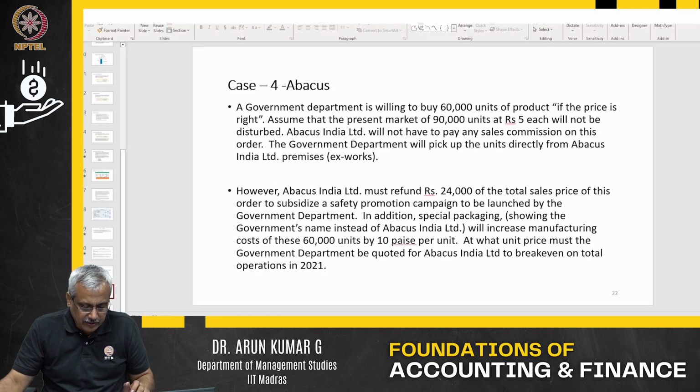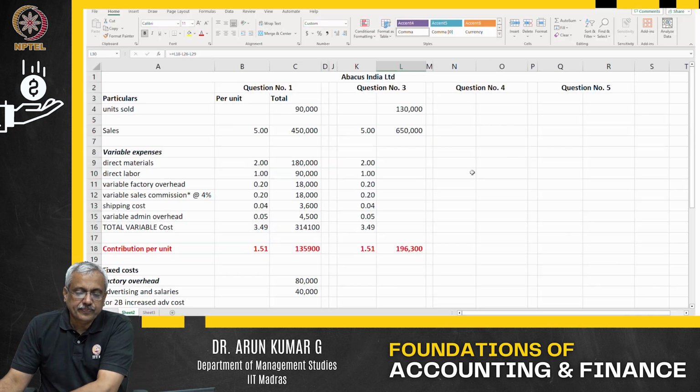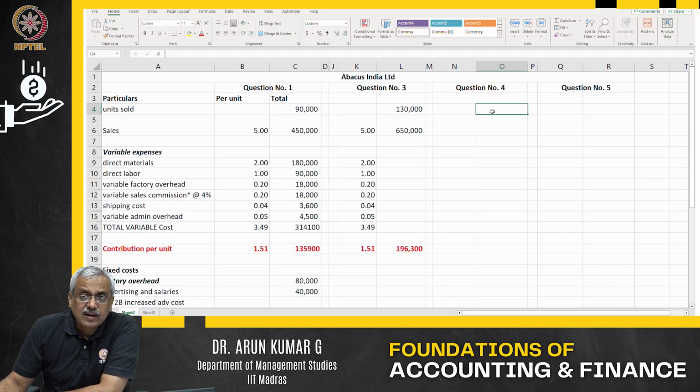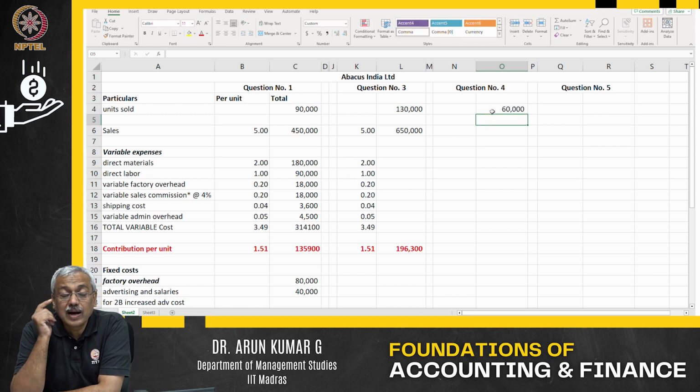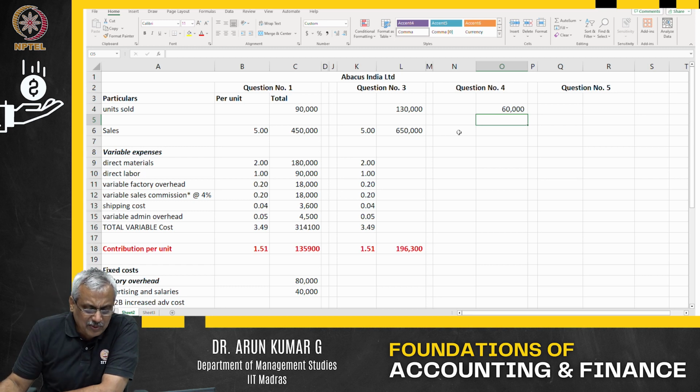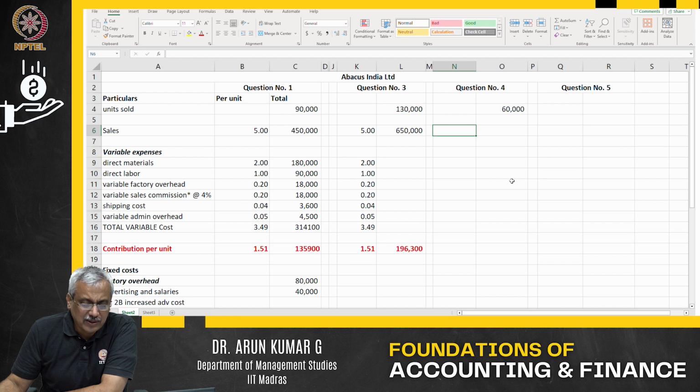Now let us see if we can try and solve this part of it. Let us take this as an option. What is the option? I am selling only 60,000 units. Now what is the price at which I am going to sell? Let me not worry about the price. Let me worry about the cost. What is the cost going to be?